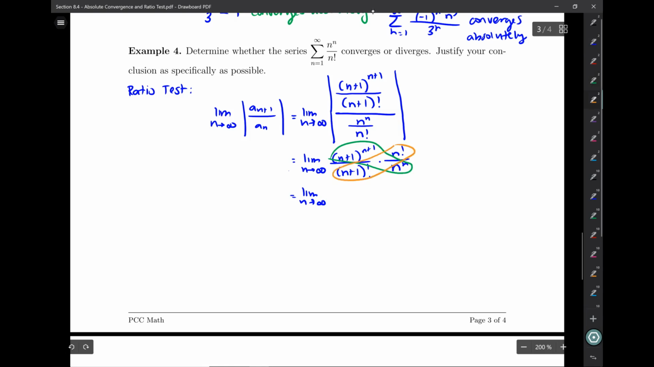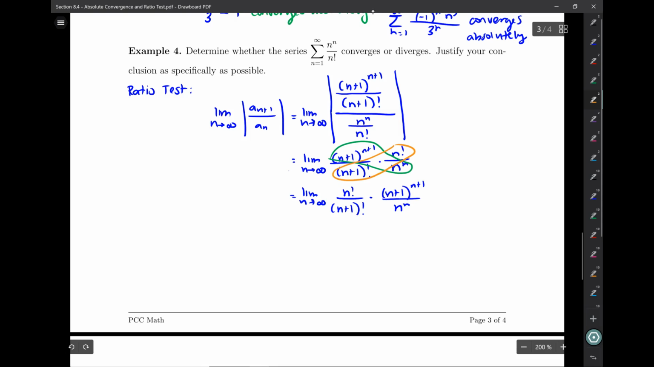And so I'm going to write this as n factorial divided by n plus 1 factorial, times the n plus 1 to the n plus 1 divided by the n to the n. All right, now we need to look at how to simplify this. Let's go ahead and start with the factorial piece here.